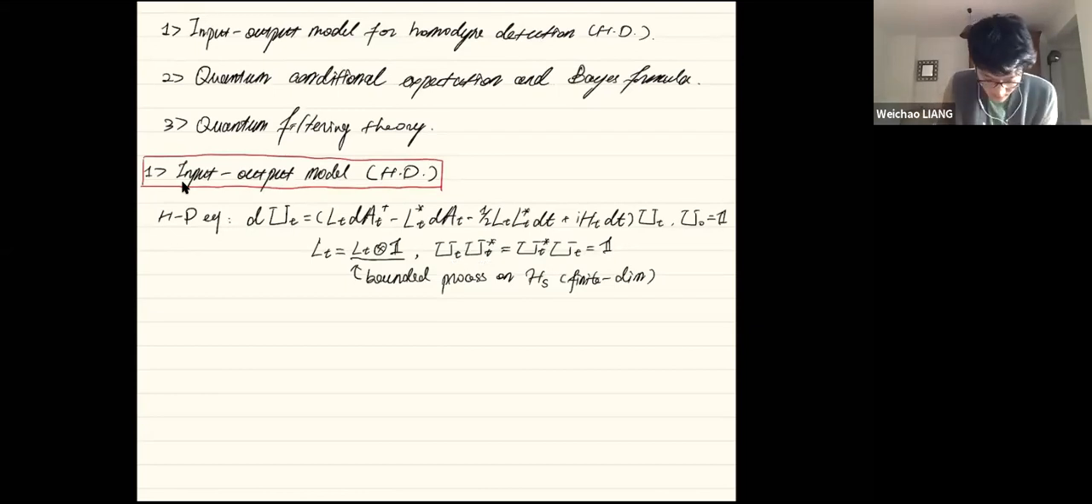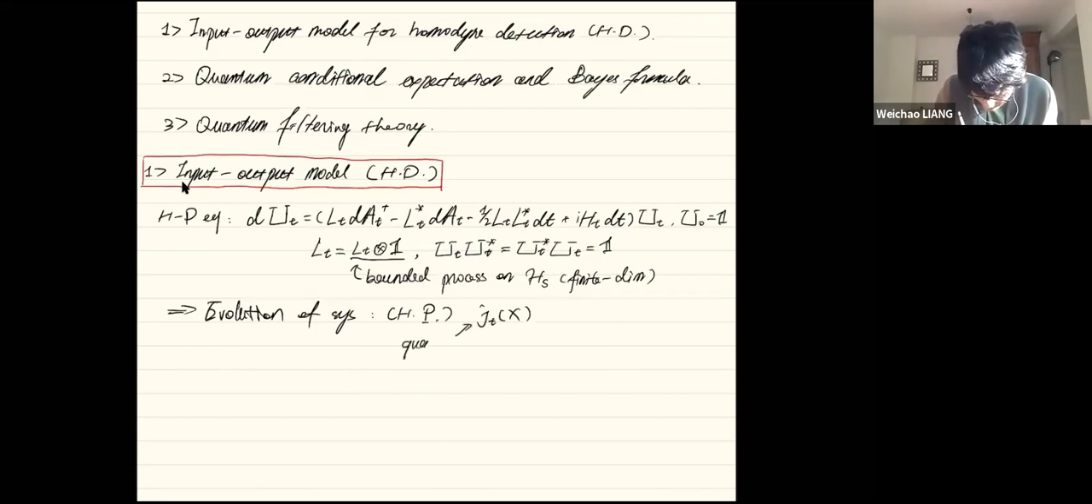Okay, so the solution for the HP equation is a unitary operator. And as in the last course, the initial value is given by the identity for U_0. First, we'll consider the evolution of the system, of course in the Heisenberg picture, denoted by j_t(X), the quantum flow, given by U_t star X U_t.